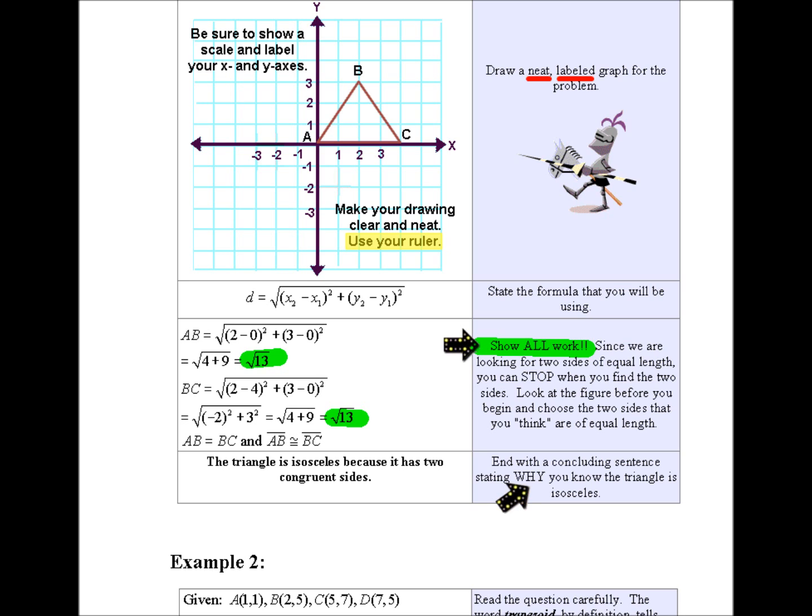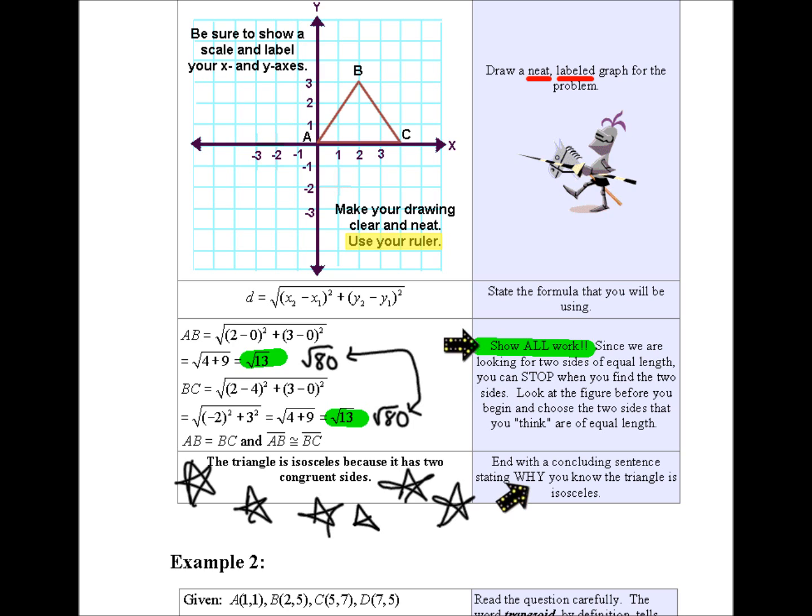And we've talked about this before. Let's say that I had gotten the square root of 80 here. Okay? I do not need to simplify that out. Because if I simplify it incorrectly, then someone has to take off points. So as long as you show that those are in fact the same length, you're fine, unless it says somewhere simplified form. Okay? And then the triangle is isosceles because it has two congruent sides. This is the most important part. You need to have this sentence. Without it and all that crazy work that you're doing, you're not going to get full credit.